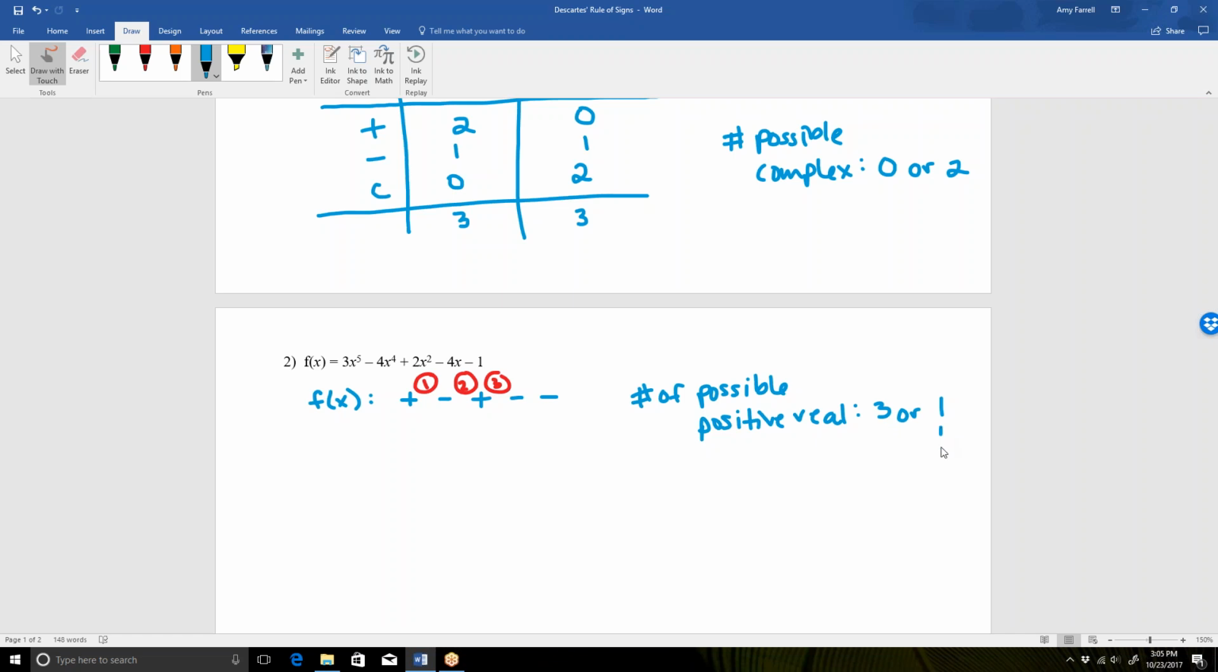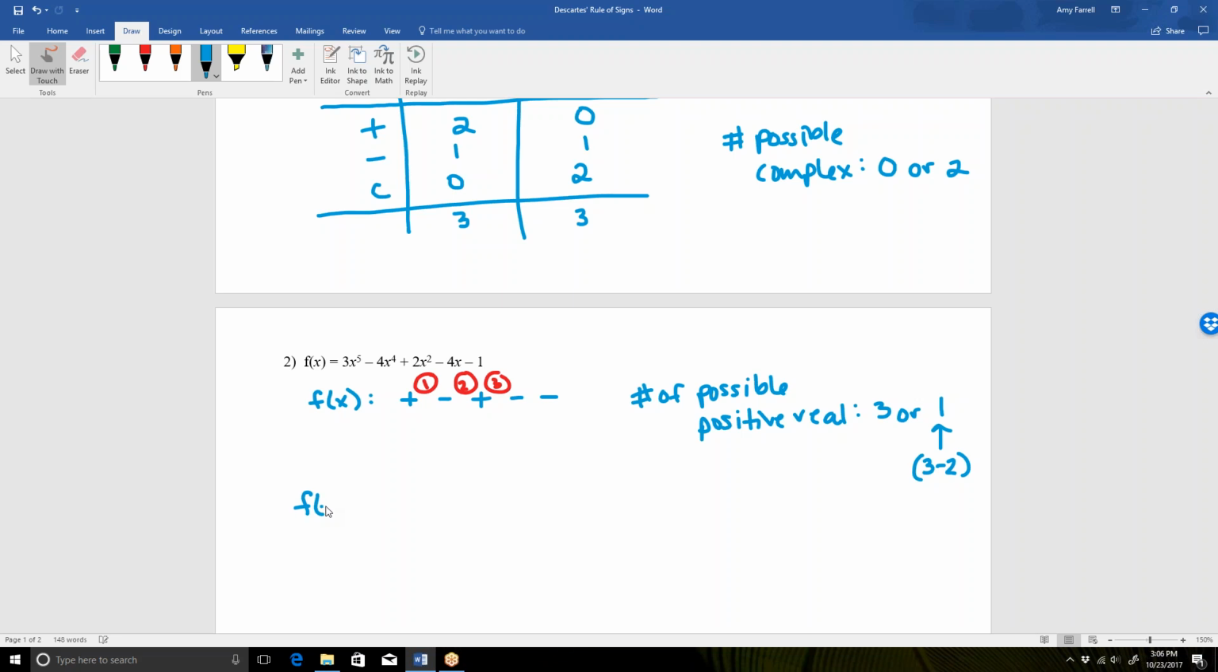We're going to take this number and subtract even integers. Our first even integer would be 2. 3 minus 2 is 1. Now we could subtract 4 and 6 and 8 and 10, but that would give us negative numbers, and that wouldn't make any sense. So that means there are either 3 positive or 1 positive real solution.